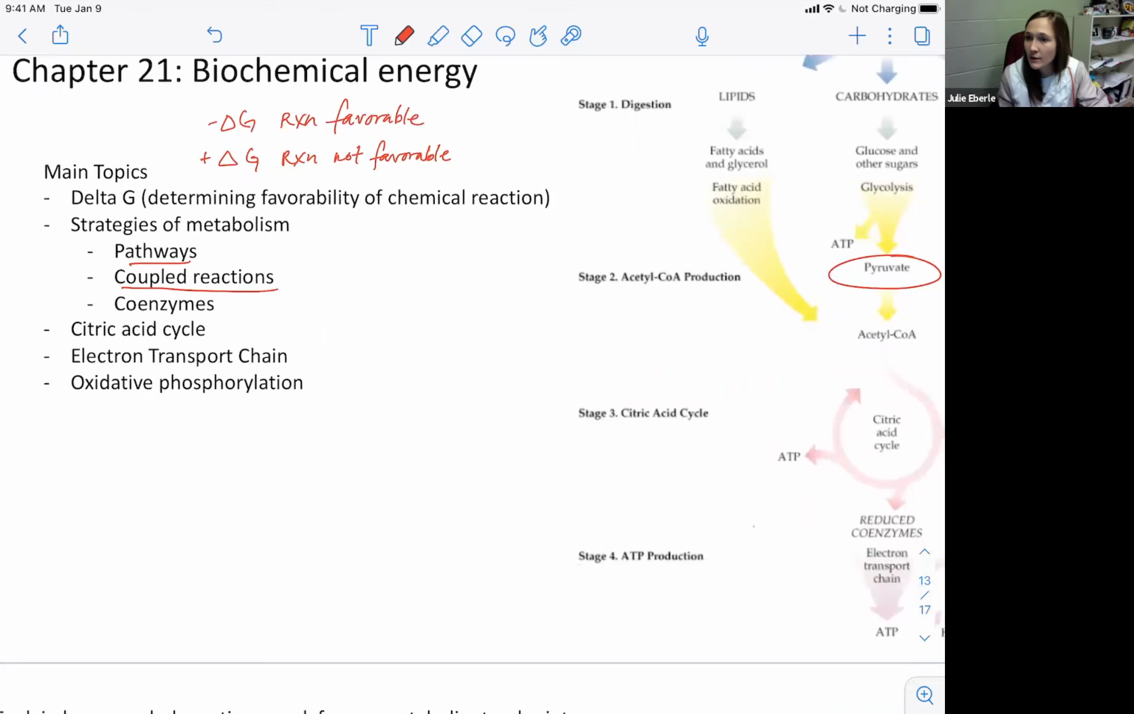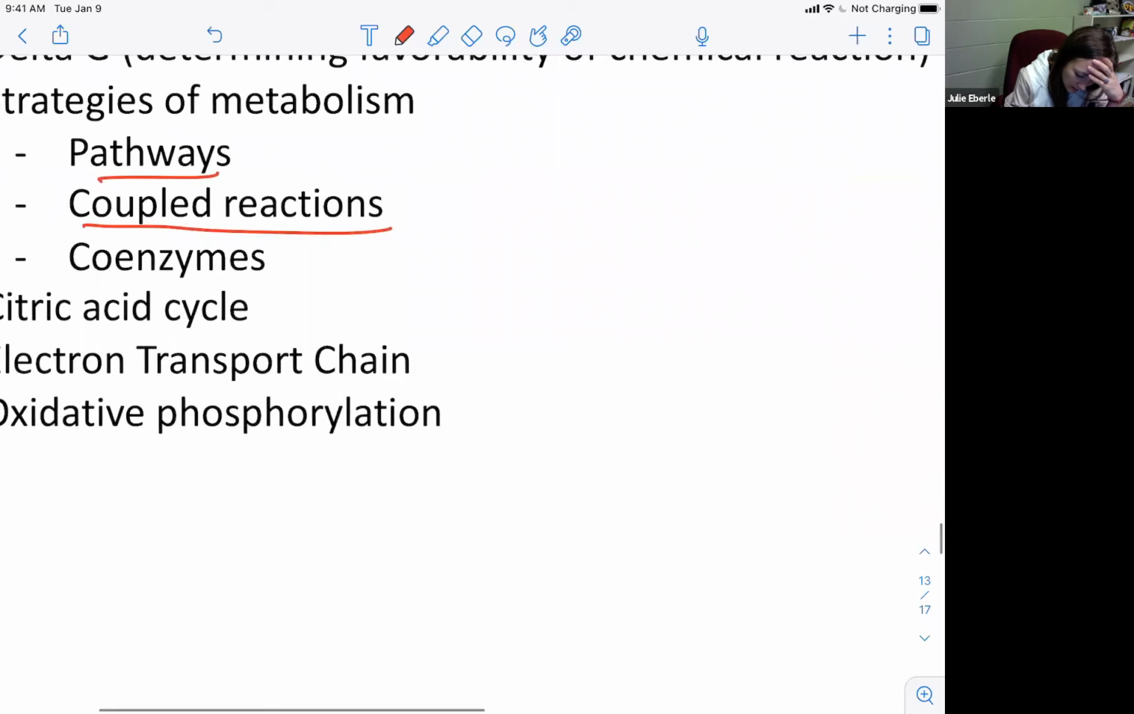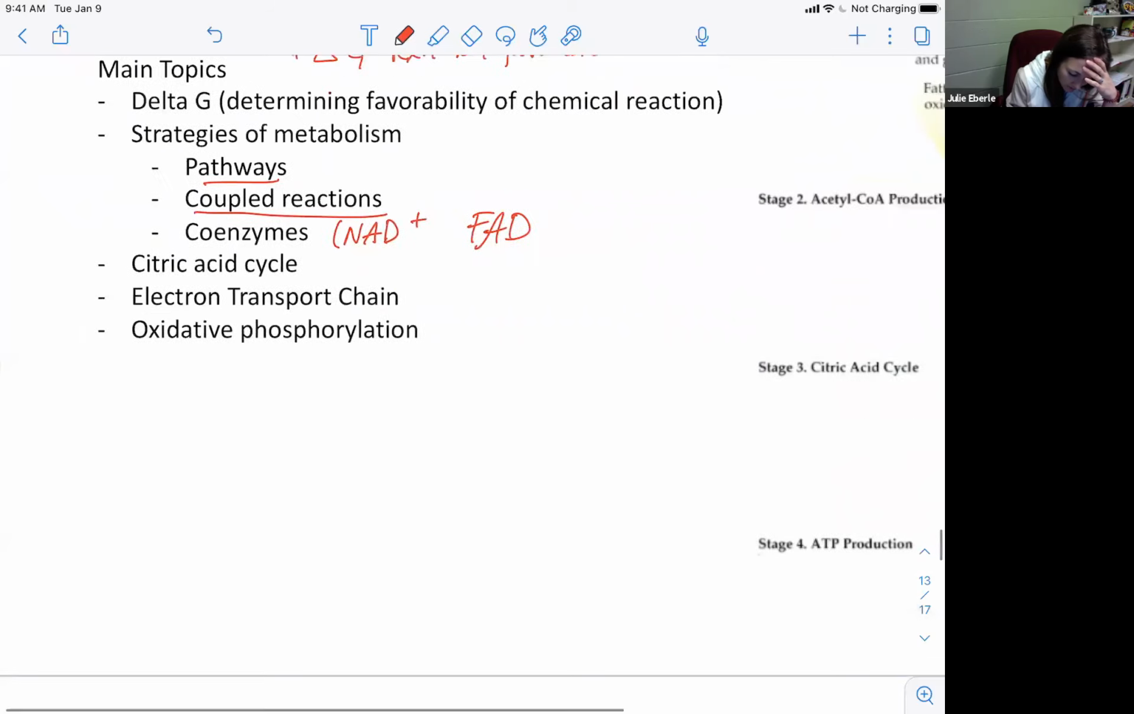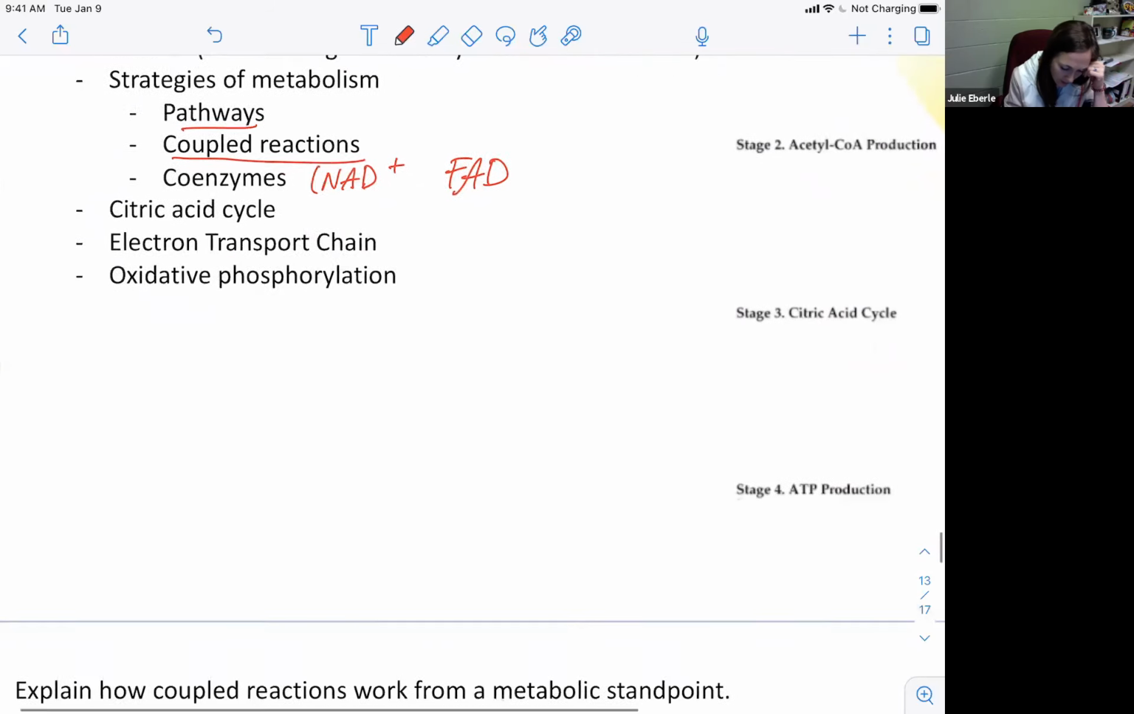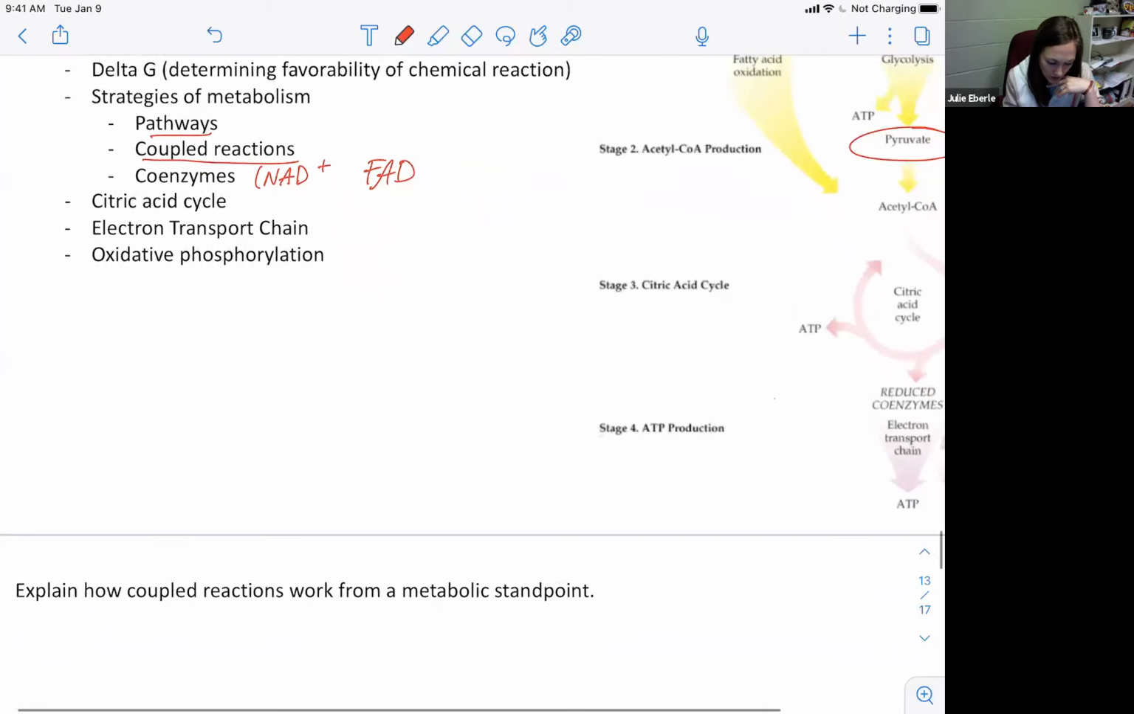And then we talked about coenzymes, the fact that these cycle back and forth between their reduced and oxidized forms so that we can run these redox reactions. We always have a steady supply of oxidizing and reducing agents to power and aid metabolism. That was NAD plus and FAD to NADH and FADH2. Then we hit the citric acid cycle, electron transport, and oxidative phosphorylation. Those are the main topics.